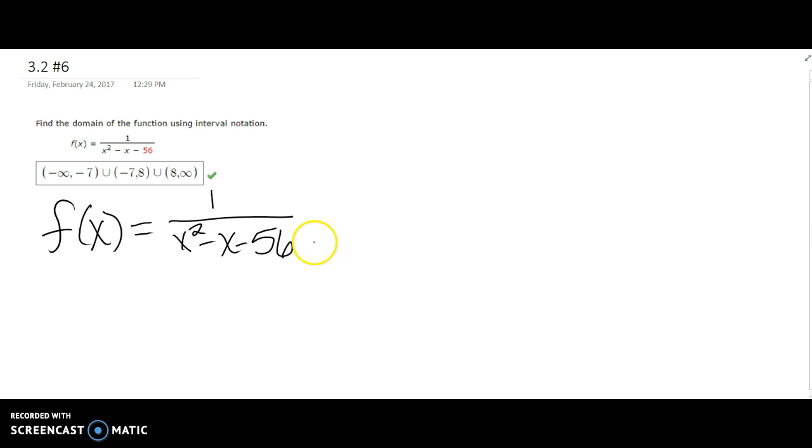So let's focus on this denominator, and we have to find what x values create or equal 0 and remove them from our solution set. So we're actually looking for values that create that 0, and then we need to remove those.